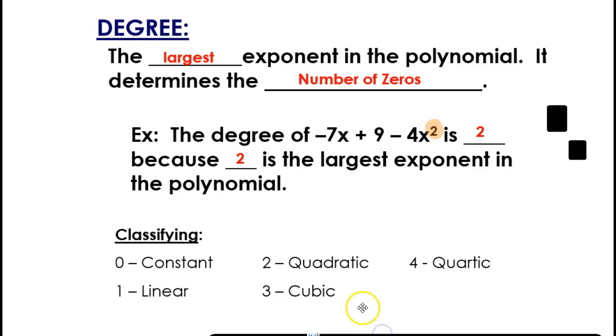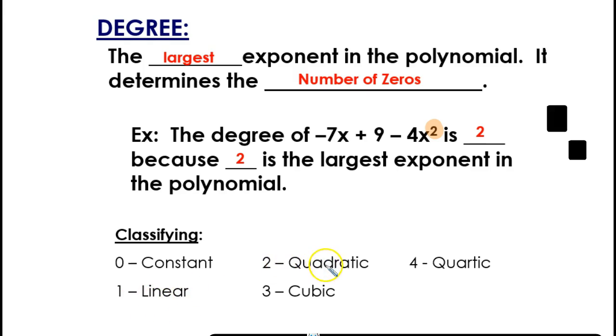So some classifications. These are how we describe polynomials of different degree. These are words that you should know. If the degree is 0, it's called a constant. We'll see some examples of these in a minute. If the degree is 1, it's called linear, and you might remember linear functions from 9th, 8th, 7th grade.